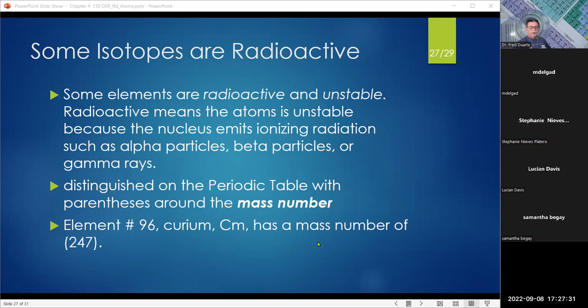So anyway, element number 96, curium, named after Madame Curie. Side note, anybody by chance know where Madame Curie is from originally? I can tell she won 2 Nobel Prizes.